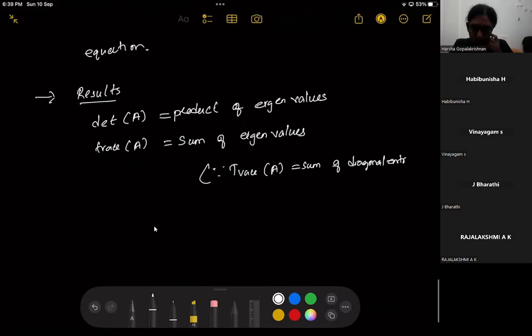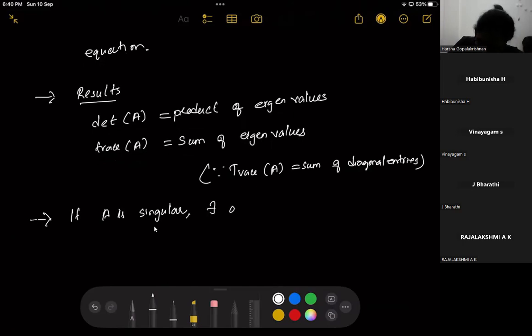Now, one more thing here is, if A is singular, then 0 is an eigenvalue. Can anyone say why 0 is an eigenvalue in this case? You can use this result, determinant of A equals the product of eigenvalues. Using this, can you justify this statement?